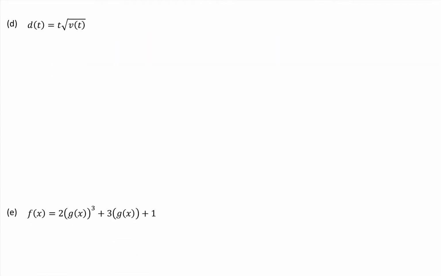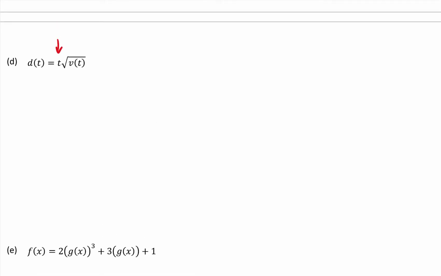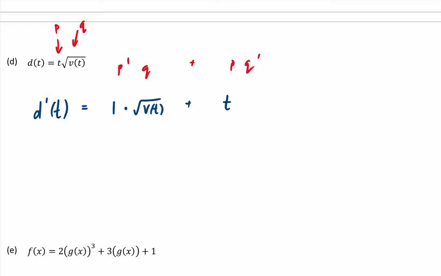Next one, a little bit more complex. We have a function times a function, so we're going to need our product rule. So imagine that is p and that is q. So if I want d prime of t, what does that equal? I know it's got to equal p prime q plus p q prime using our product rule. So let's start with the derivative for t. The derivative of t with respect to t is equal to 1 times function q, so that's the root of v of t, plus t times the derivative of the root of v.